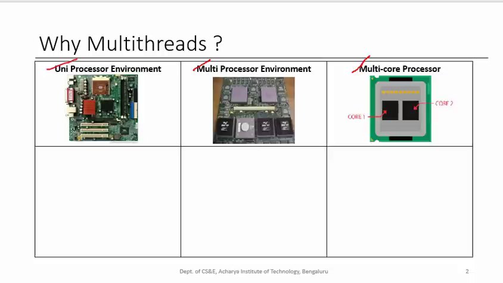Now, I have put the picture of the motherboards here and here, and I have put the picture of the processor which is having two cores here. If you look at this motherboard, there is one single slot to put the CPU, which means that you can put one single central processing unit in this motherboard. There is also a slot for inserting the ROM.